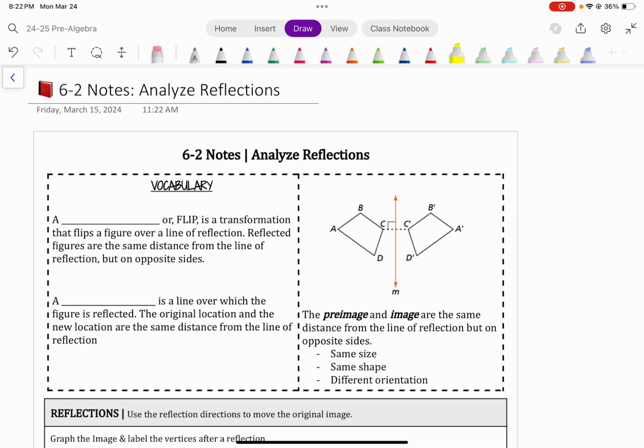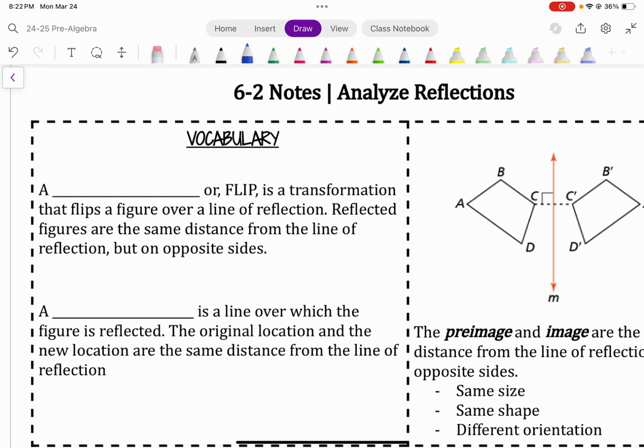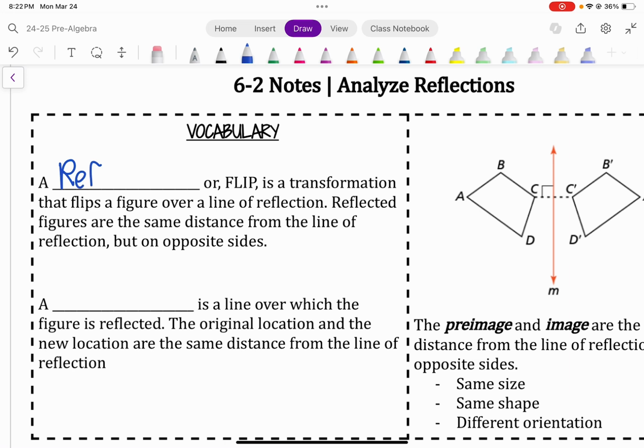So our first box here is some vocabulary we're going to fill in. This says a reflection, or a flip, is a transformation that flips a figure over a line of reflection. Reflected figures are the same distance from the line of reflection, but on opposite sides. So we're going to see that when we do this.